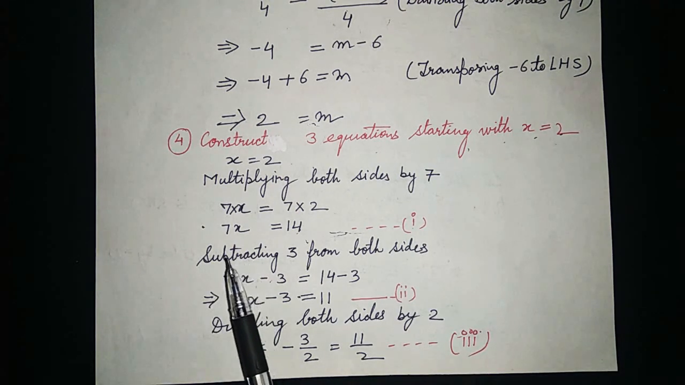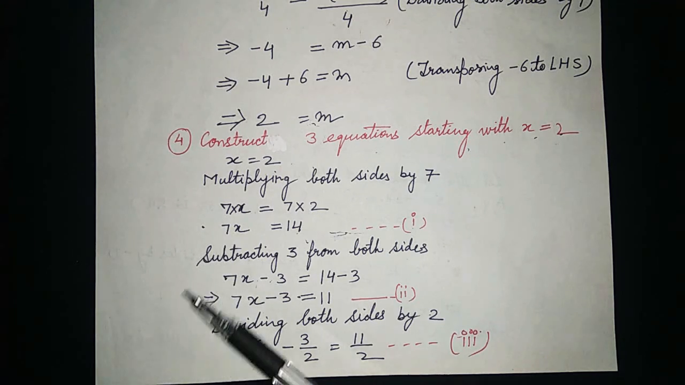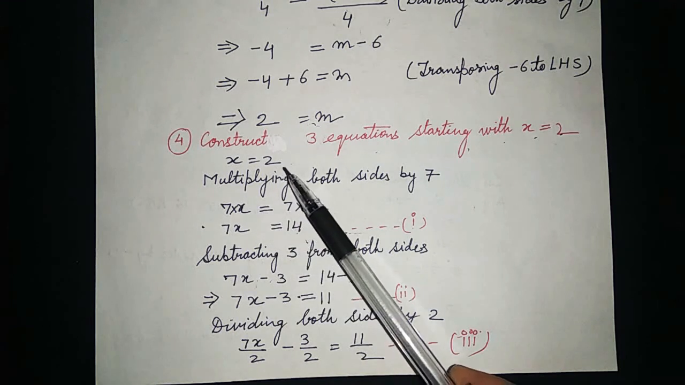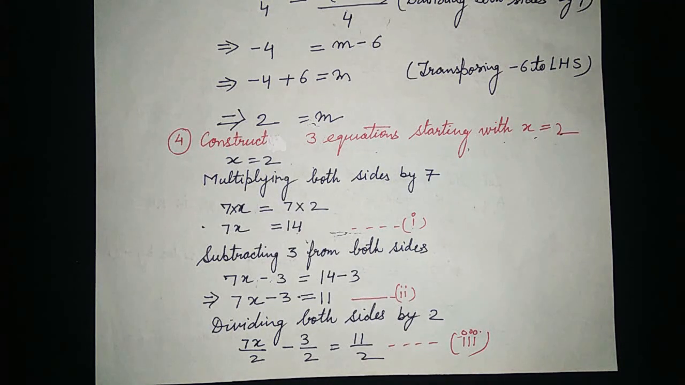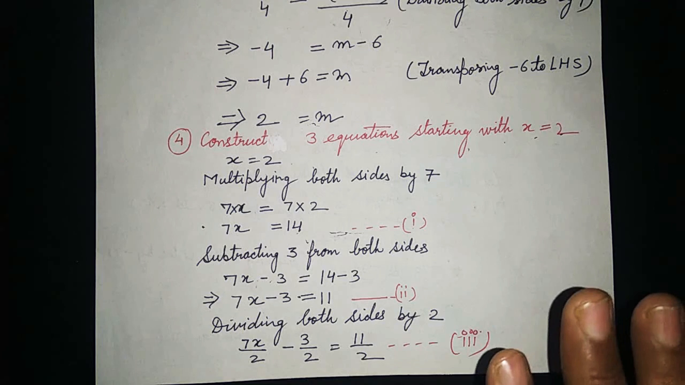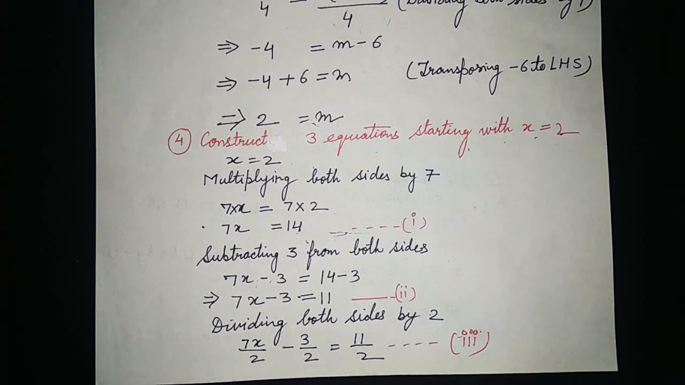So like this we can get 3 equations. You can make 3 equations starting from x is equal to 2, and any operation you can use to make an equation: addition, subtraction, multiplication, division. Out of these 4 operations you can use any operation to make an equation.